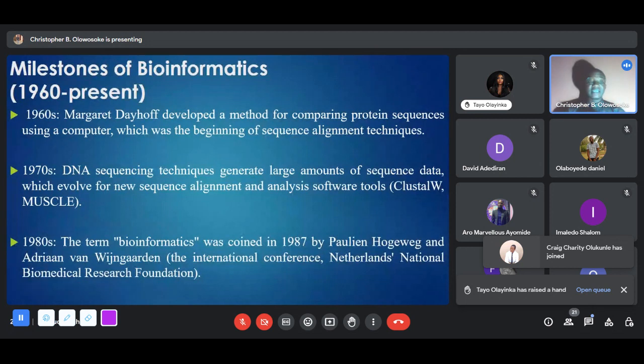Now, by the year 1980, these two people, Pauline and Andrian, were able to coin the word bioinformatics, because one of them is a computer scientist, and the other one is a biologist. So two of them came together to coin the word bioinformatics, that is biology and data information. So they coined this term in an international conference in the Netherlands in the year 1987. They were able to come up with this title.